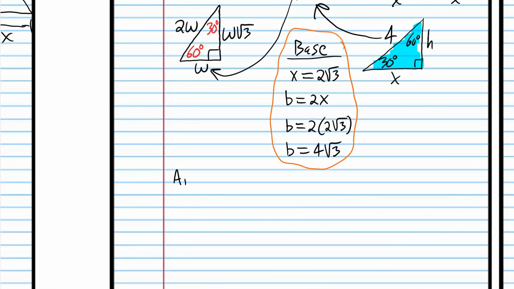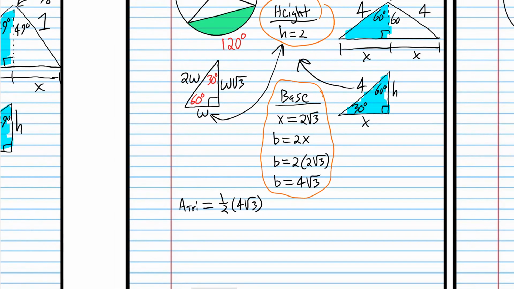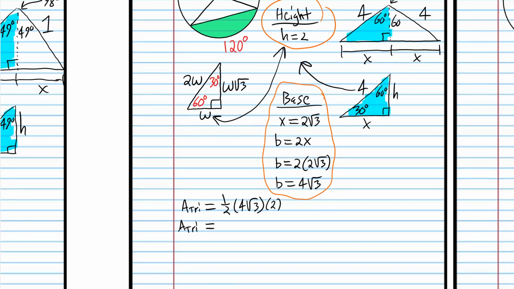We're going to find the area of the triangle is equal to 1/2 times the base, which is 4 root 3, times the height, which we found is 2. And so it's probably best just to enter that into your calculator. So 1/2 is the same thing as 0.5, so 0.5 times 4 is equal to, and then times 3, and then the square root button equals, and then times 2 equals.